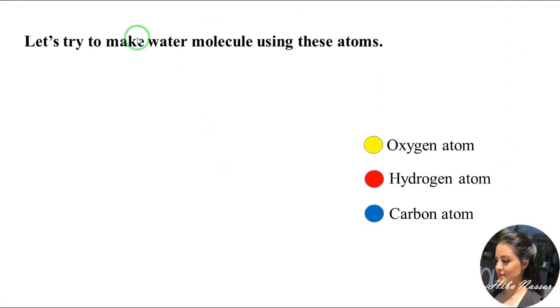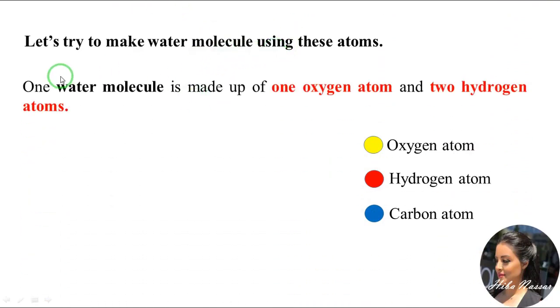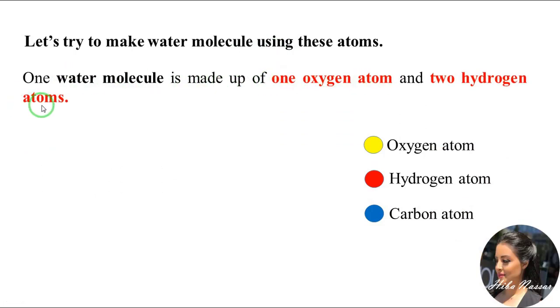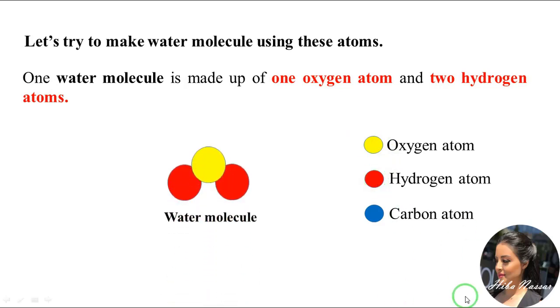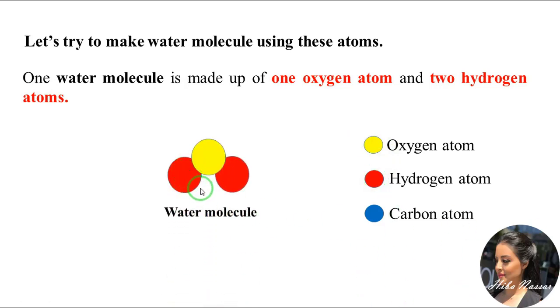Let's try to make water molecule using these atoms, knowing that one water molecule is made up of one oxygen atom and two hydrogen atoms. So I'm gonna use one yellow ball with two red balls in order to construct the water molecule.